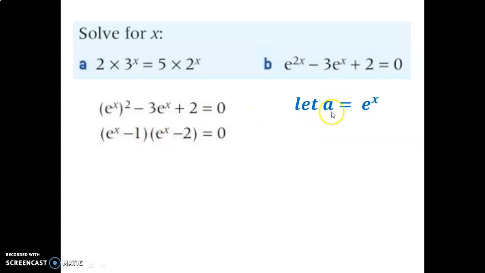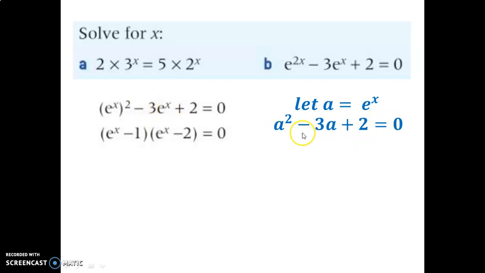We set the exponential thing here equal to another variable. It's often that we use the variable a. So I'm going to say a equals that. So now when I rewrite this equation, if a replaces e to the x, then that becomes a squared, and this becomes negative 3a. And that's what I have here.